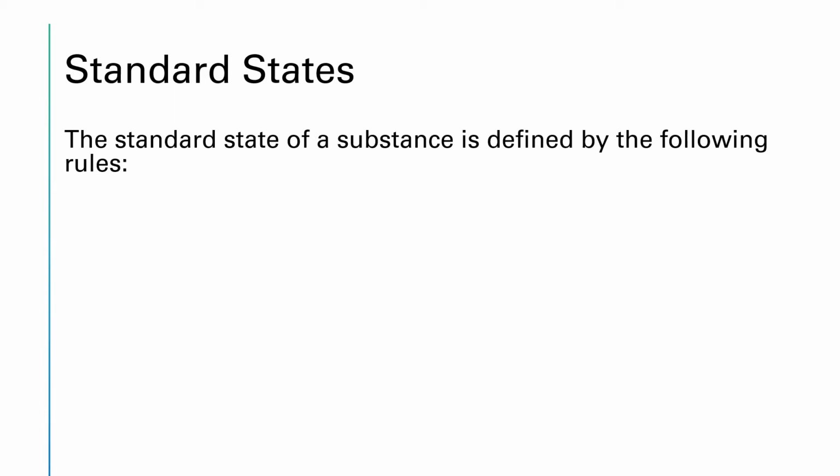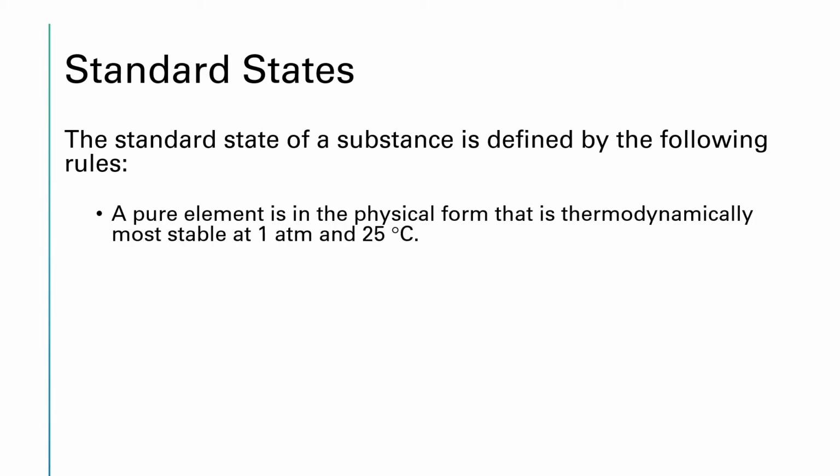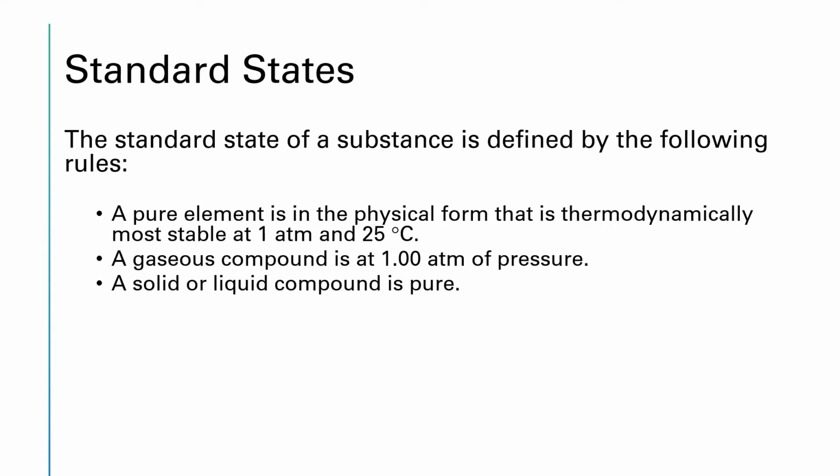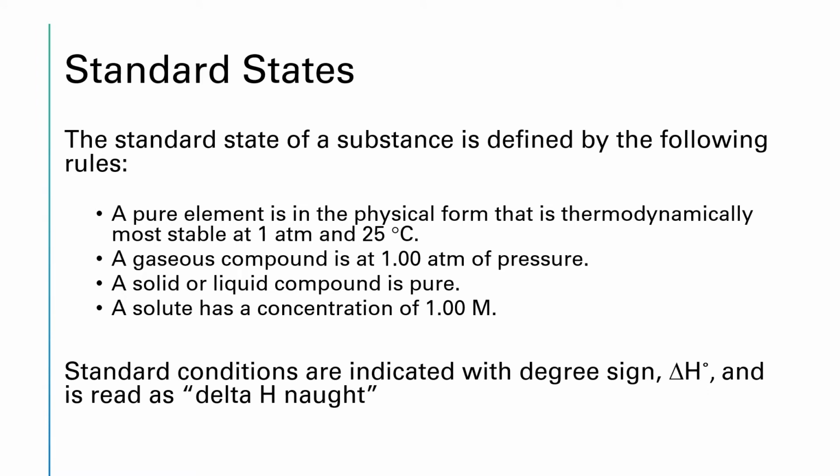All right, so standard states are specified by a set of rules. A pure element in its form that is thermodynamically stable at 1 atmosphere and 25 degrees C would be a standard state. So for instance, iron as a solid would be the standard state, or oxygen in the form O2 gas would be a standard state. If we have a gas like O2 gas, it's at 1 atmosphere of pressure. A solid or a liquid needs to be pure. And if we have a solution, the solute needs to be 1 molar. We indicate that we're at standard conditions with that degree sign, and we read it as naught. So for instance, delta H with that degree sign would be read as delta H naught.